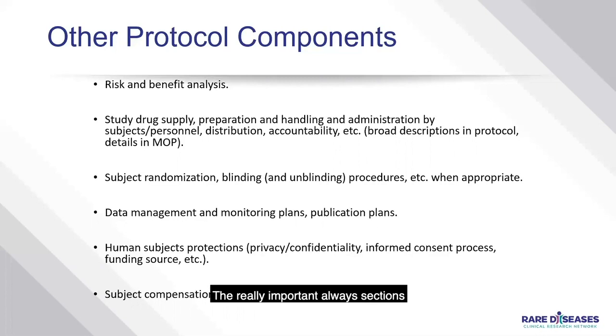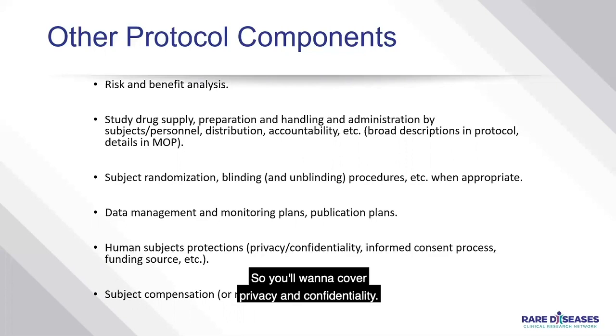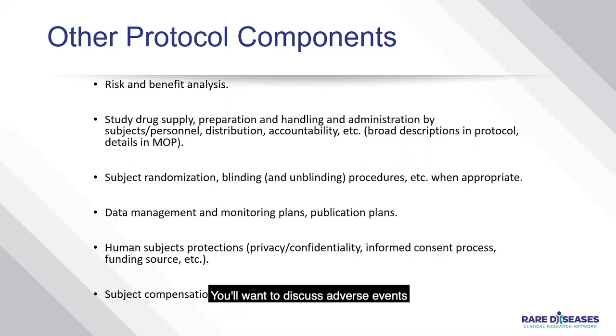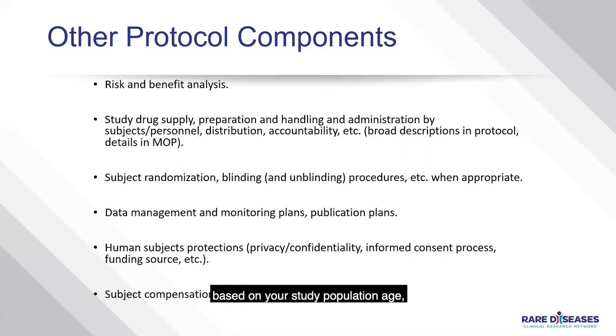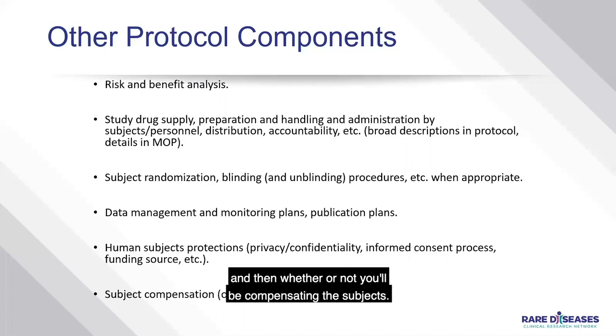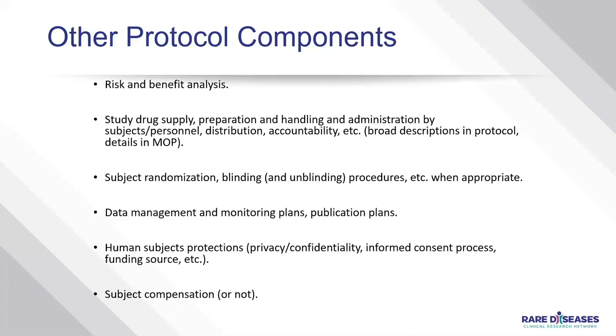The really important, always-required sections are on human subject protection. So you'll want to cover privacy and confidentiality. Most of your studies end up being for the RDCRN, sponsored by the NIH, so there should be a discussion of the certificate of confidentiality. You'll want to discuss adverse events and how those will be reported. You'll want to discuss the informed consent process and assent process, if applicable, based on your study population age, and then the funding source. And then whether or not you'll be compensating the subjects.